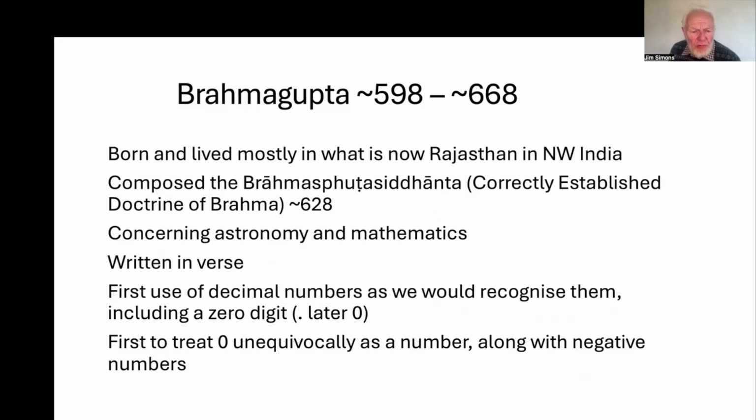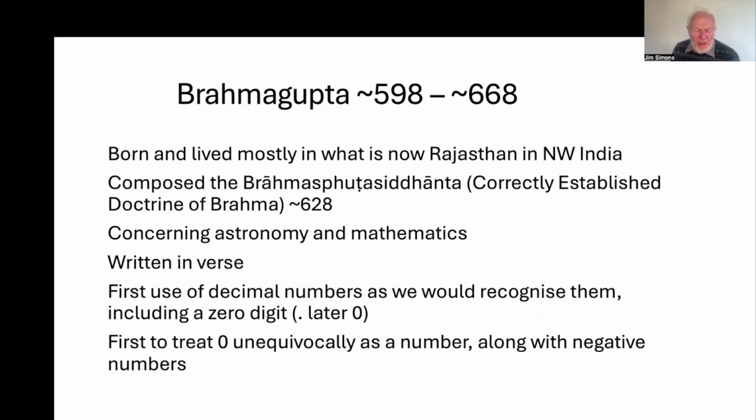And here's the first use of decimal numbers as we would recognize them. So base 10 positional system, including a zero digit, which he originally wrote as a dot, which again looks rather like a gap, doesn't it? Meaning there's nothing here, but later got written as a zero, as we would. And he was the first to treat zero unequivocally as a number, and negative numbers, and he understood that perfectly.